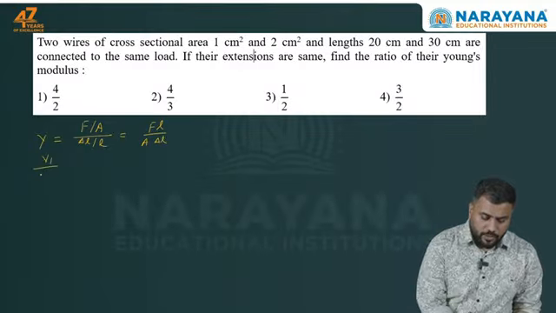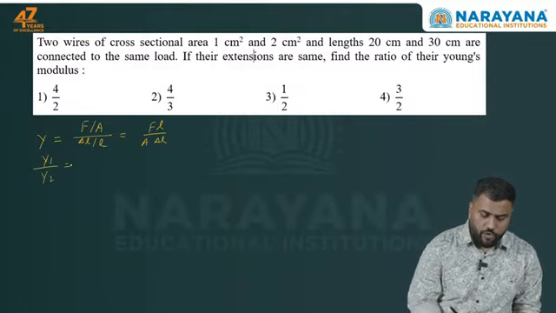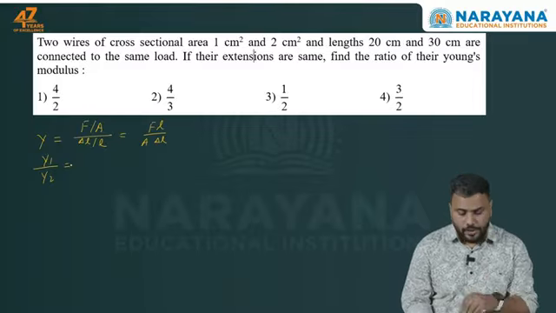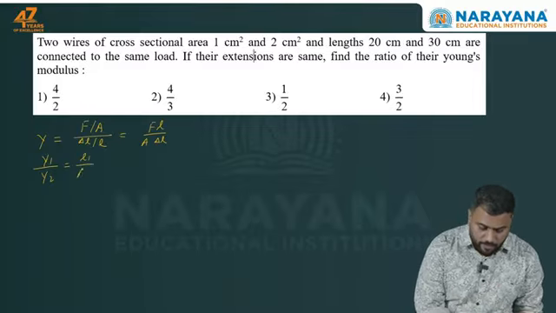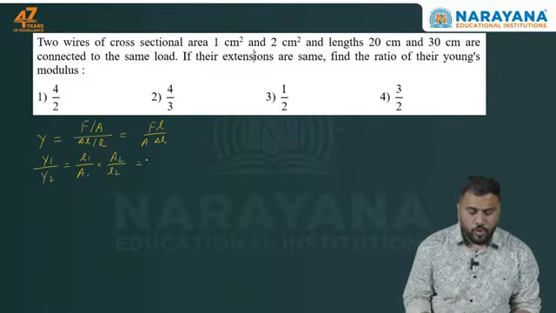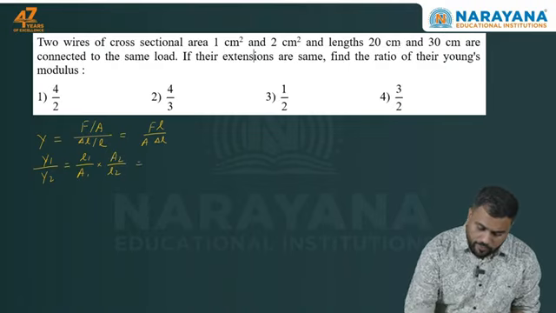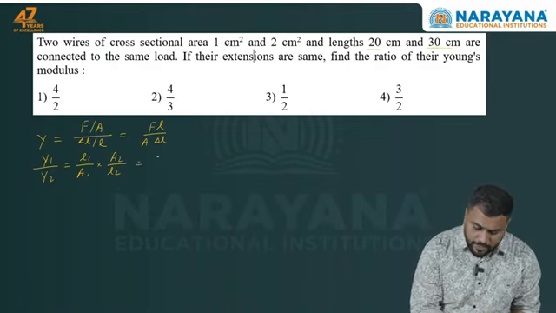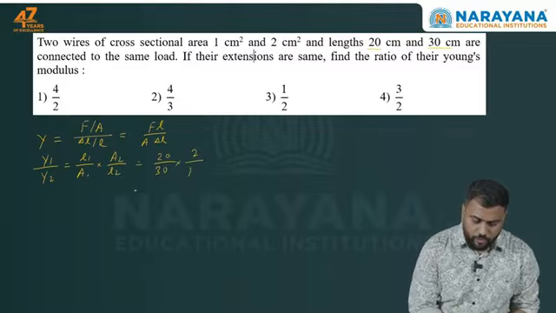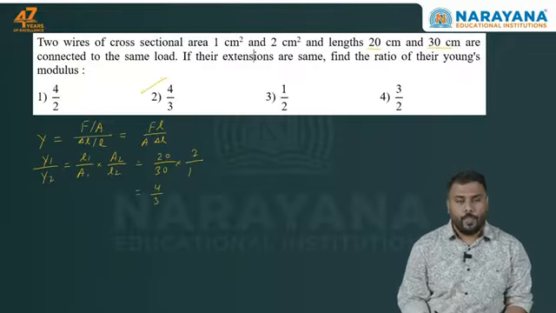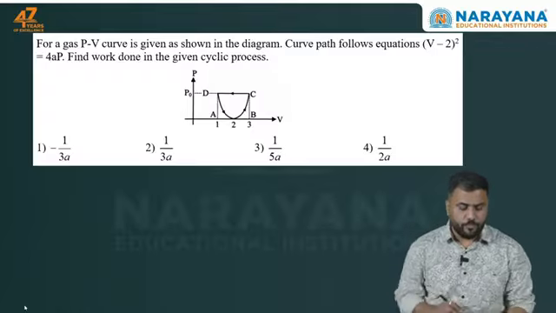So for the Young's modulus ratio of the two wires, because force is the same and change in length is the same, it's going to be L1 by A1 multiplied with A2 by L2. So I just need to put the ratios of length and ratios of area. The length of the first wire is 20 and the second is 30, so this is 20 by 30. The area of the second wire is 2 and the first wire is 1. So if I see, this ratio is 4 by 3, that is option number 2. Let's go to the next question.